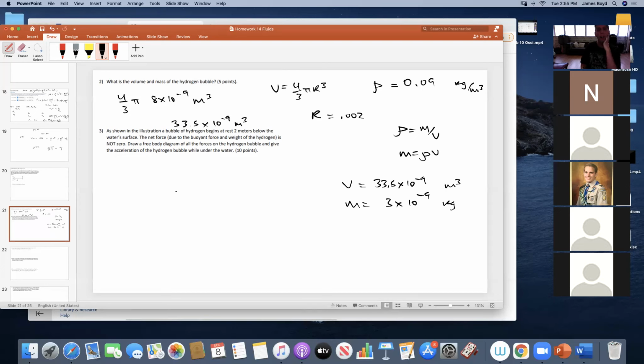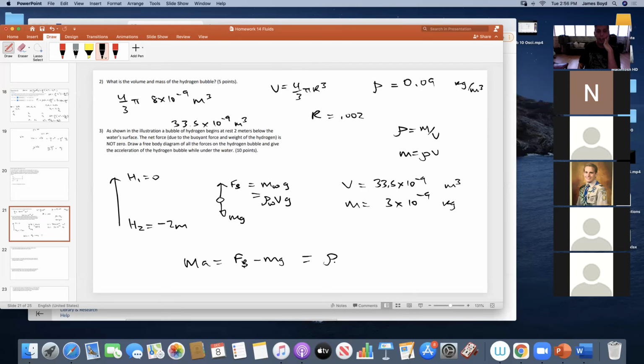As shown in the illustration, it begins at rest 2 meters below. So now we need H1 will be 0, H2 will be minus 2 meters. The net force is not 0. So MA, remember there's a buoyant force and there's a weight. MA is FB minus MG, but the buoyant force is the mass of the water displaced times G, which is the density of water times the volume times G of the object. So this is density of water times volume times G minus the mass of the hydrogen bubble times G. If we divide through by the mass of the hydrogen bubble, we get that A is equal to the density of water times the volume times G minus mass of hydrogen times G, all divided by MH.